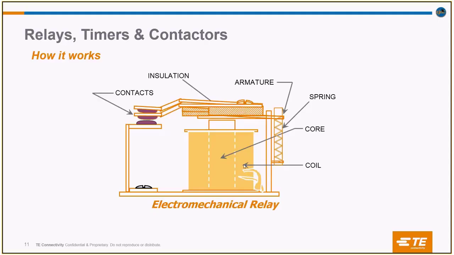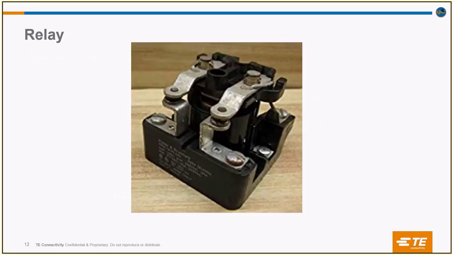Now we are going to talk about relays, timers and contactors. It's the same thing. We have the coil, the core, it becomes energized, it pushes the spring, insulation, contacts close and open, and then it becomes a closed circuit through which current can pass. With that, we come to the different types of relays that we have.